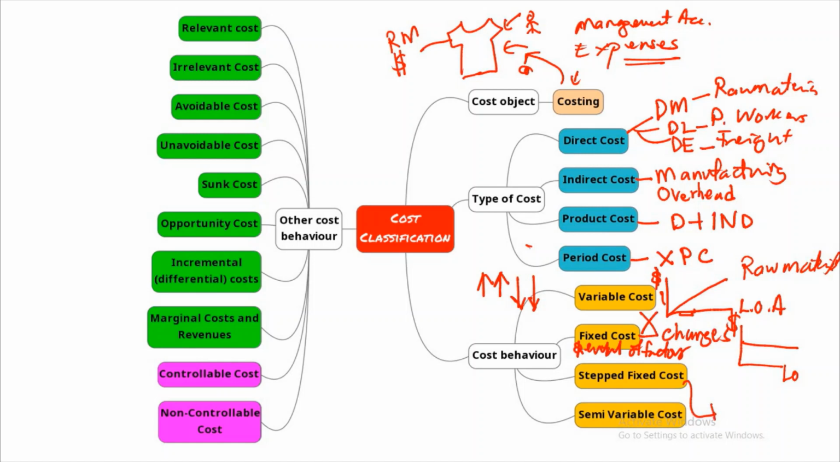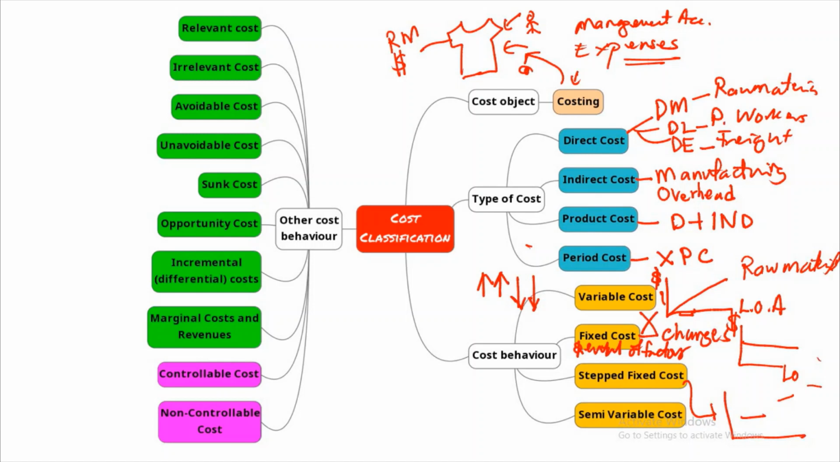a graph that looks like a staircase. Okay, step. So what is exactly step fixed cost? Step fixed cost actually provides a relevant range. It has a range of a fixed cost. For example, in your company we have 4 machines. Each machine can only work for 1000. Maximum capacity is only 1000 units.